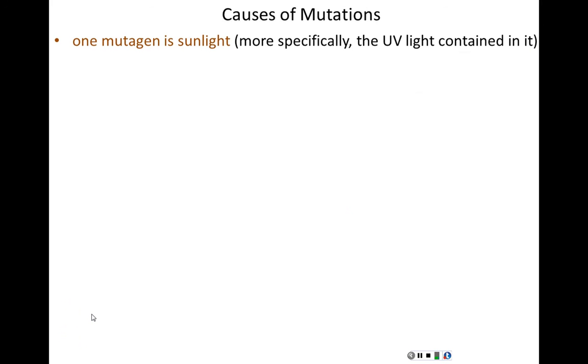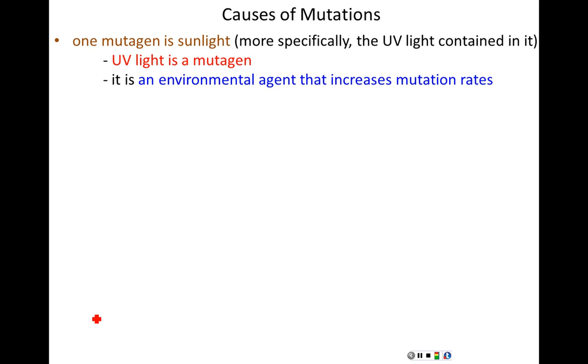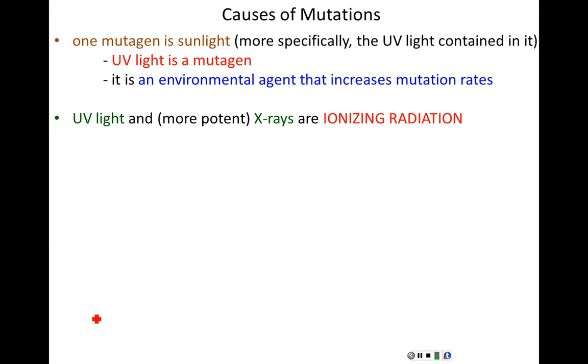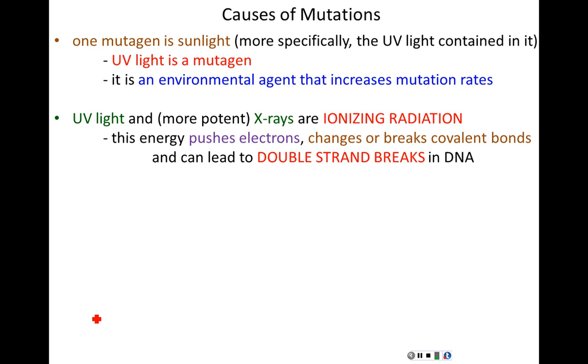Another mutagen, which results in an induced mutation, is sunlight, or more specifically, the UV light contained in sunlight. UV light is a mutagen. It causes induced mutations. It's an environmental agent that increases mutation rates. UV light and more potent X-rays are ionizing radiation. What ionizing radiation does is it pushes electrons. Many of you are taking organic chemistry right now. You know all about pushing electrons. Well, ionizing radiation pushes electrons that don't really want to be pushed.